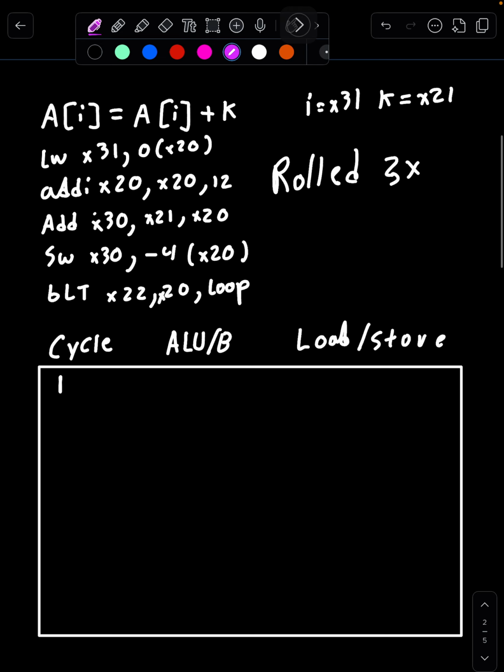So then let's go to rolled, and let's do 3x, right? Now, for this rolled 3x, we're going to go down this code.